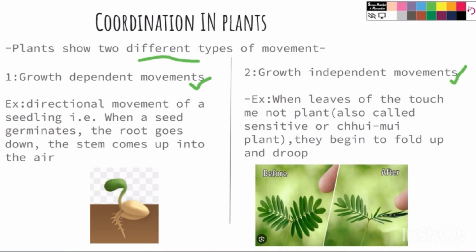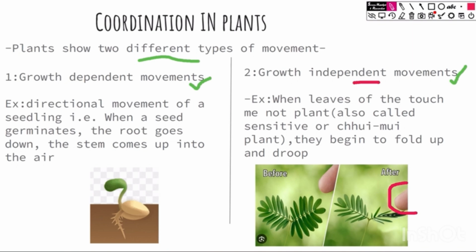Whenever we touch this plant, as you can see in this picture, whenever we touch the leaves of this plant, the leaves of the plant fold and roll downwards. They start drooping. So how is this happening? There is no growth happening in this, but there is a certain movement happening, that when the plant is touched, the leaves droop and the leaves roll downwards. This is being done by growth independent movements.